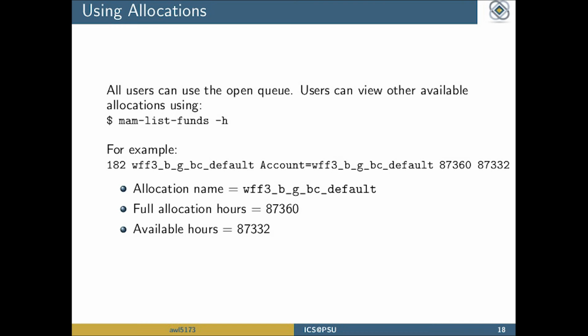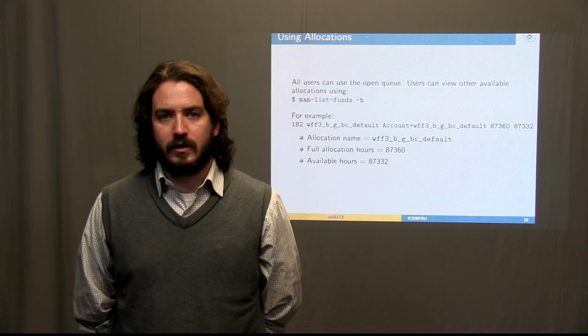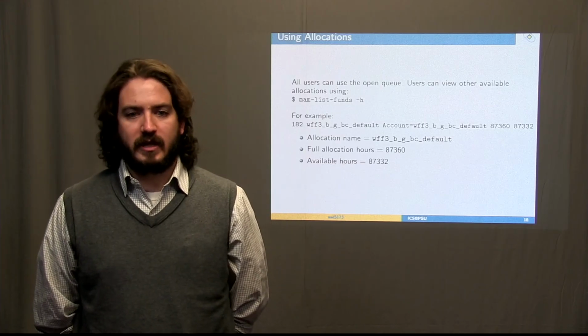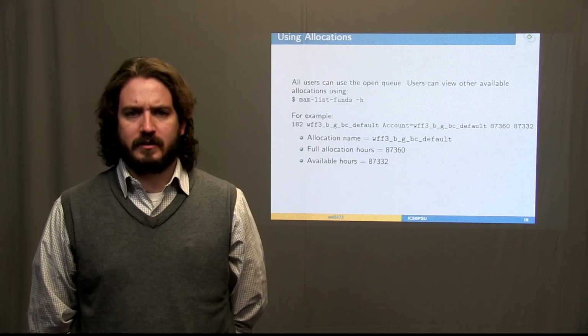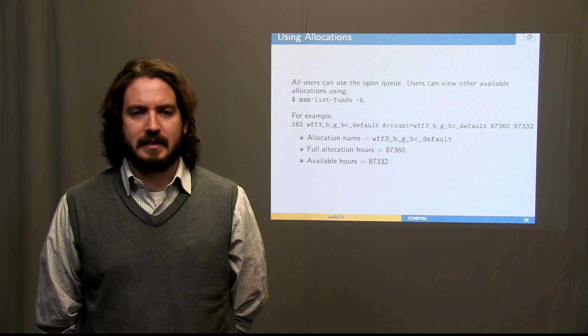And then there are two numbers at the end of this. The first number is the full allocation hours. So if you had burned any hours, this is how many hours would be available to you. And then the second number is the number of hours that are currently available. And so you can use this to be able to see if your job will run, if you have available compute time. This information is also shown when you first log in to ACI-B.